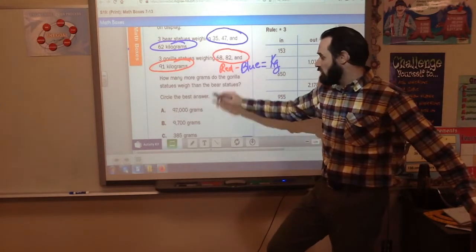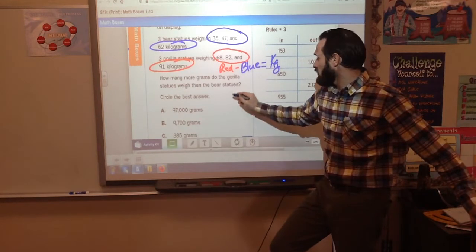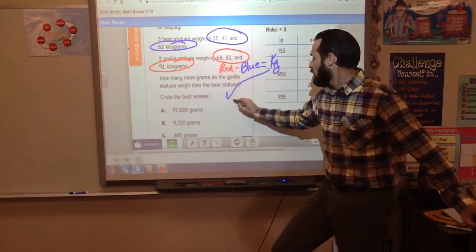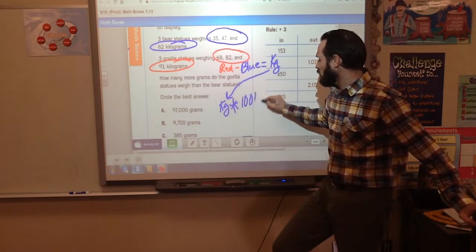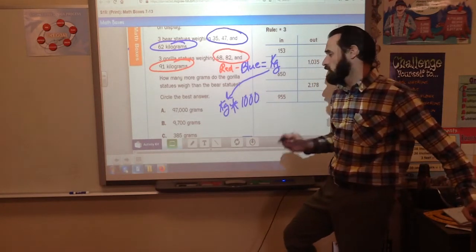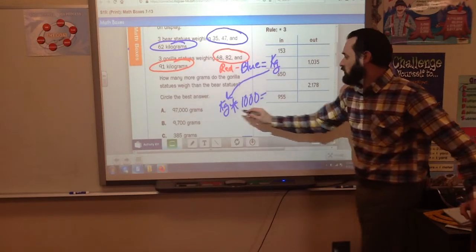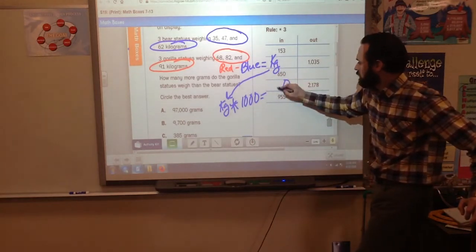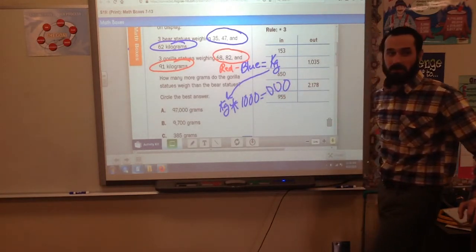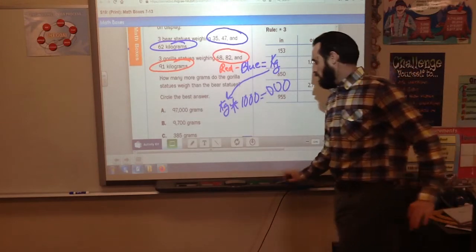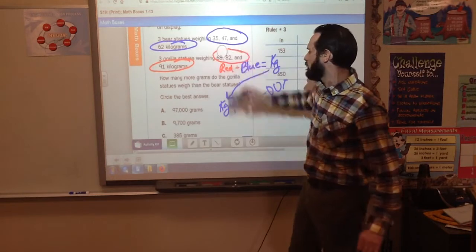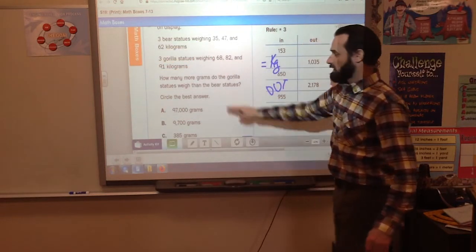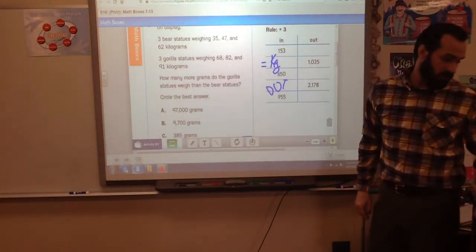Now, the answers down here are in grams. So you're going to have to take those kilograms and multiply by 1,000 because every kilogram is 1,000 grams. Which is actually super easy because you just take how many kilograms there are and add your 3 zeros to the end. And it says circle the best answer. There's only one answer this time.